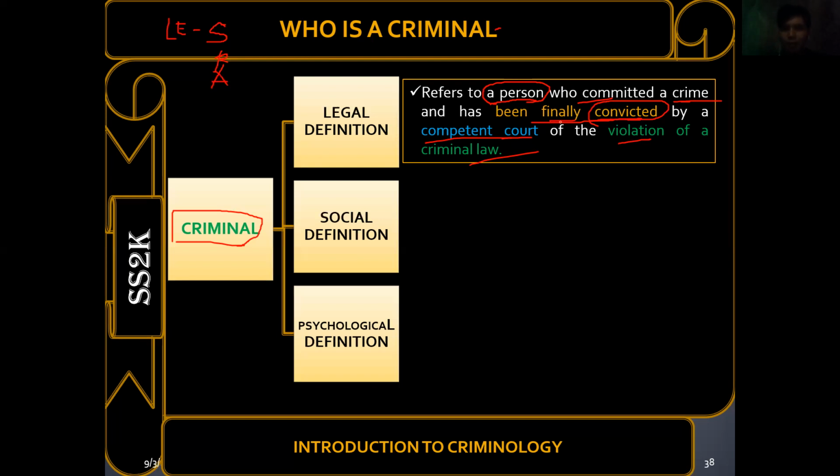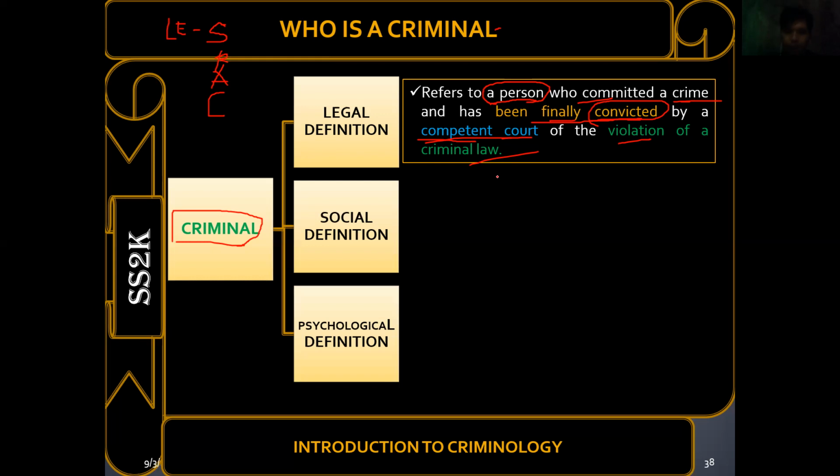After the person was already finally convicted by a competent court, that's the time that you can say that the person is a criminal. So tandaan ninyo, criminal refers to a person who committed a crime and has been finally convicted by a competent court for violation of law. Ang kriminal ay tumutukoy sa isang tao na nakagawa ng krimen at nahatulan ng karampatang korte nang walang bahid ng pag-aalinlangan dahil sa paglabag niya sa Kodigo Penal ng ating bansa. Meaning, if a certain person was not yet convicted, that person is not yet considered a criminal.